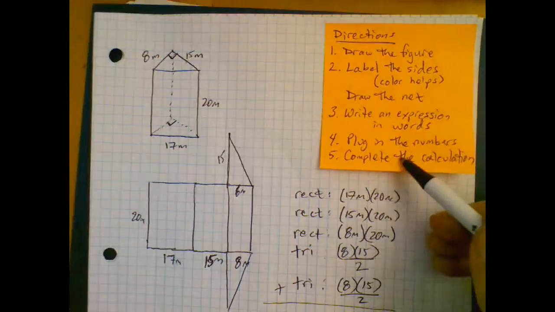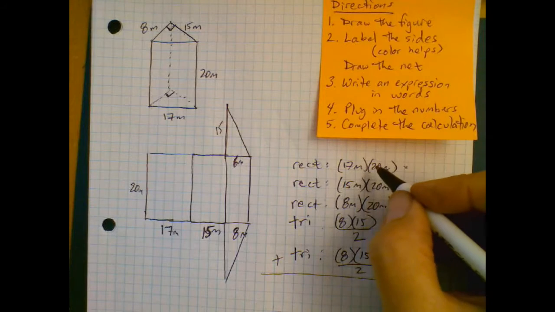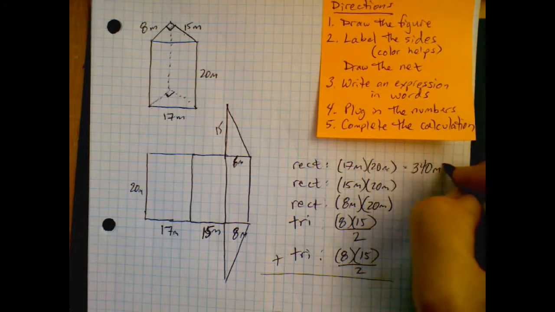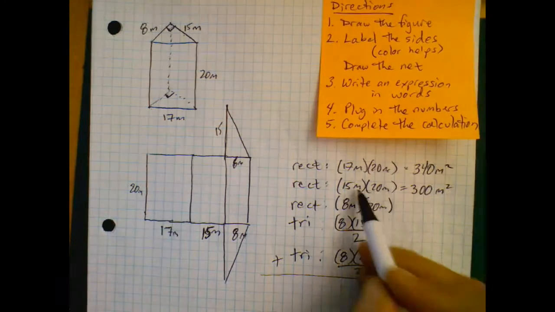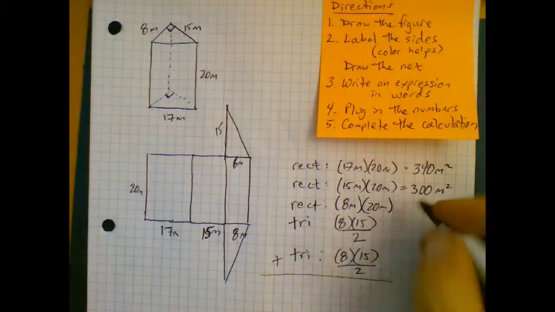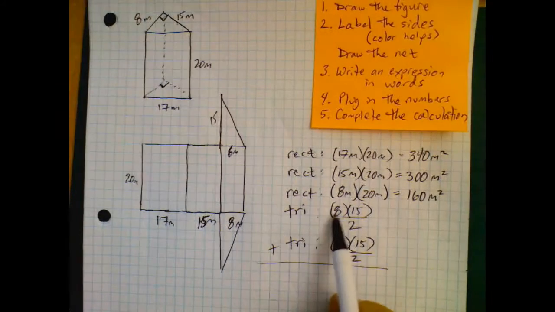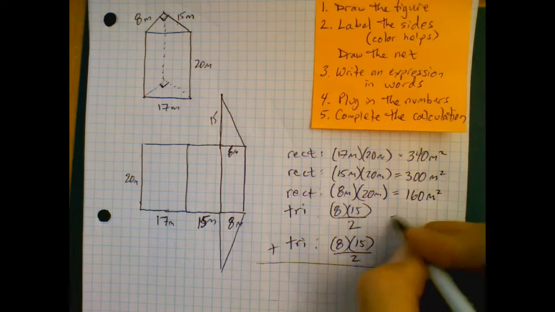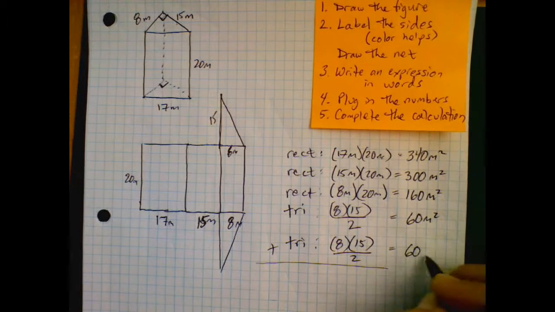So now I just need to complete the computation. 17 times 20 is going to be 17 times 2 is 34 plus 0 tacked on is 340 meters squared. 15 times 20 is going to be 300 meters squared, because remember, meters times meters, meters squared. 8 meters times 20 meters is 160 meters squared. I have 8 times 15 divided by 2, or I could think of it as 8 divided by 2, which is 4, and 4 times 15 is 60. So 60 meters squared, and this triangle is the same, so it'll also be 60 meters squared.